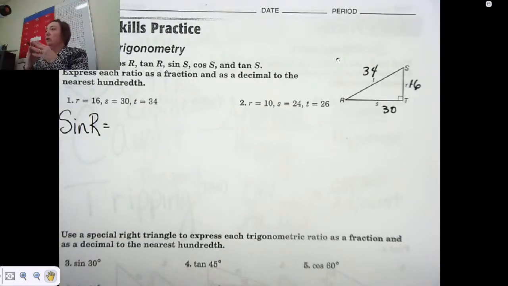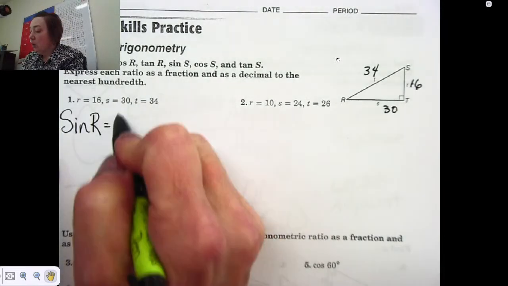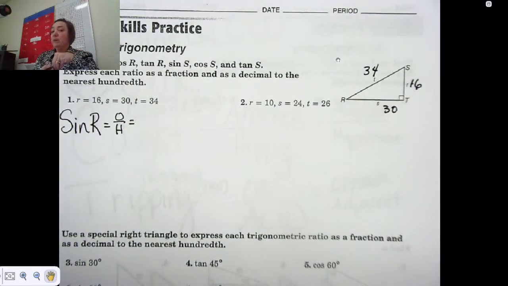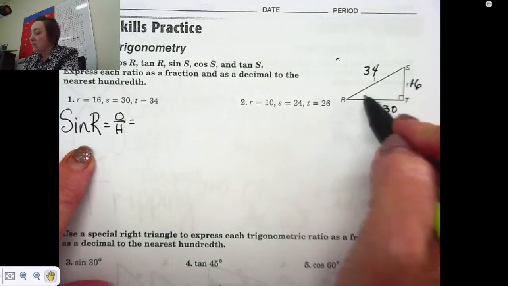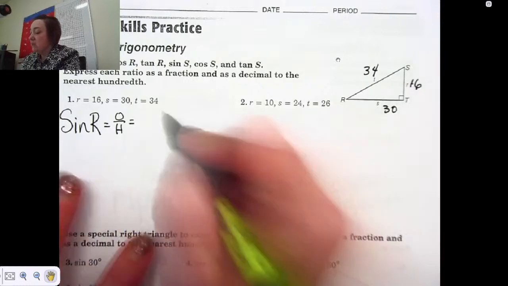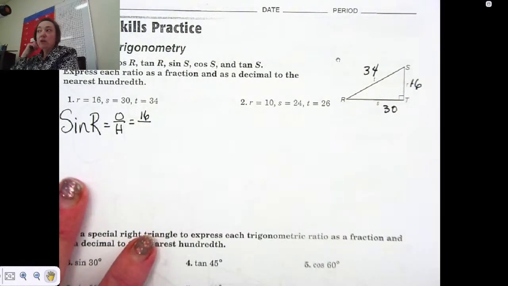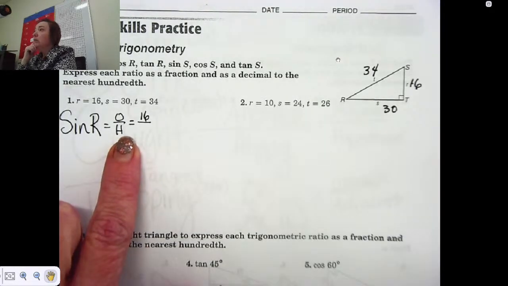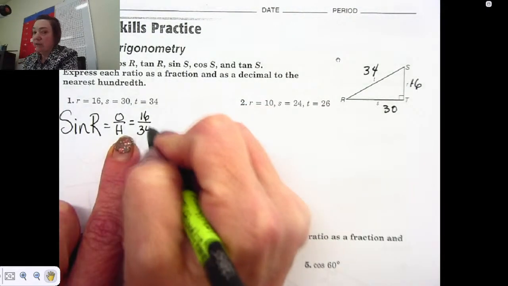Now let's think through our little way of remembering it. Some old hippie caught another hippie tripping on acid, right? Some old hippie. Now what does O stand for? Opposite. So what side is opposite of angle R in this diagram? The 16. So the 16 is going to go on top. And then what goes on bottom? 34, right? It's the hypotenuse, so it's 34.